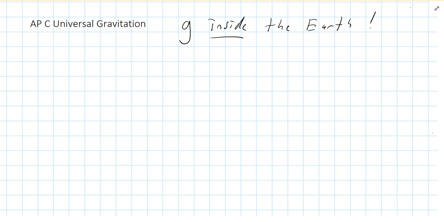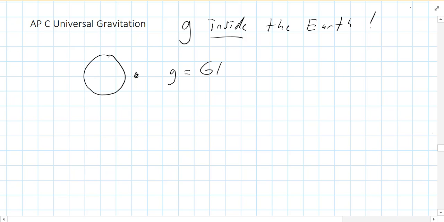So let me give you a review. Let's say you have the Earth and you're out here somewhere, and I ask you to determine little g. Well, the equation is big G, mass of the Earth, over r squared. Now, you might notice a problem with that.